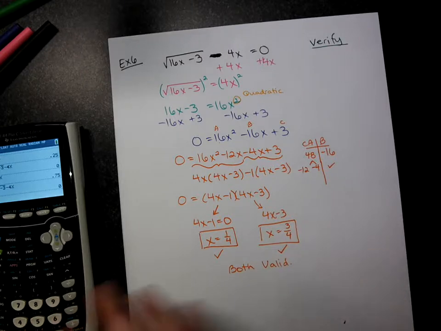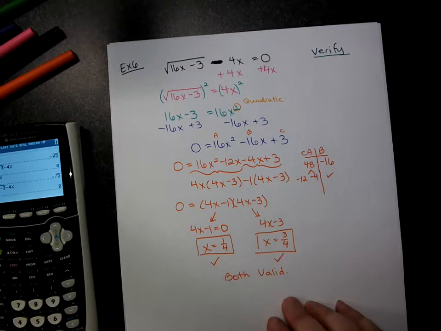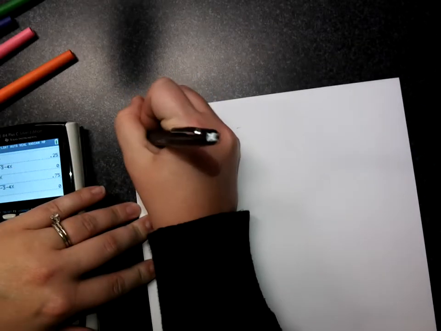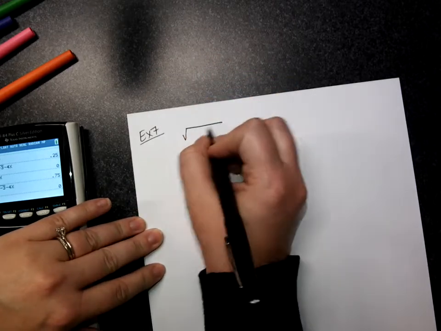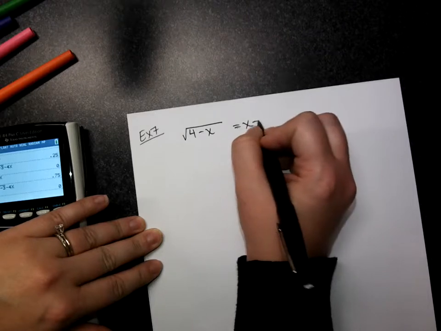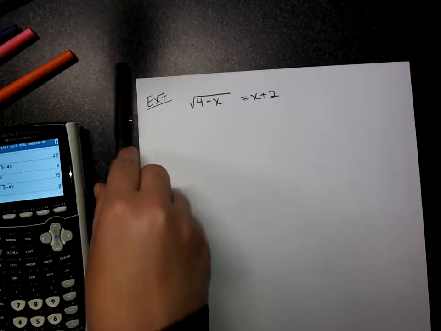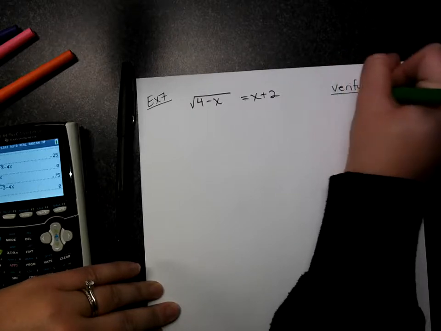All right, I want to look at some more quadratics, and then we'll get into just a couple more examples. All right, that was example 6. So now we're on to example 7. We have the square root of 4 minus x equals x plus 2. Again, I'm going to write verify here so I don't forget.